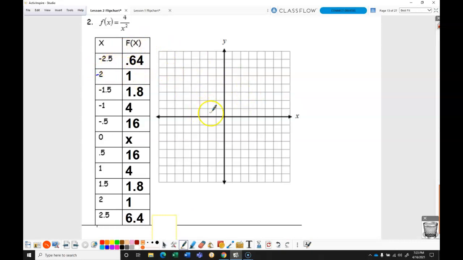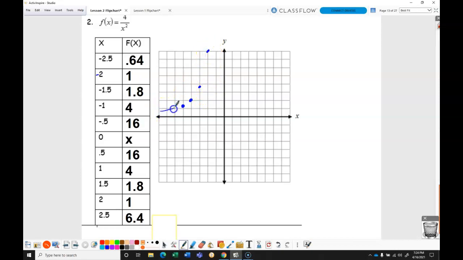All right, so negative 2.5, 2.5 is at 0.64. So that's right there. Huh. When I did over x to the first power, my first point fell down in this quadrant. This one's falling in this one. So I wonder if my two branches are going to be diagonal from each other like they were with the last one, or if they're going to be next to each other. That's a good question. I go to negative 2 and positive 1, negative 1.5 and 1.8, negative 1 and 4.